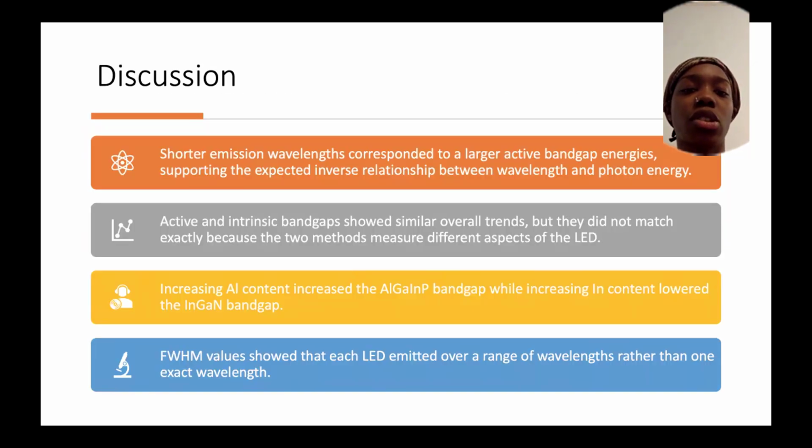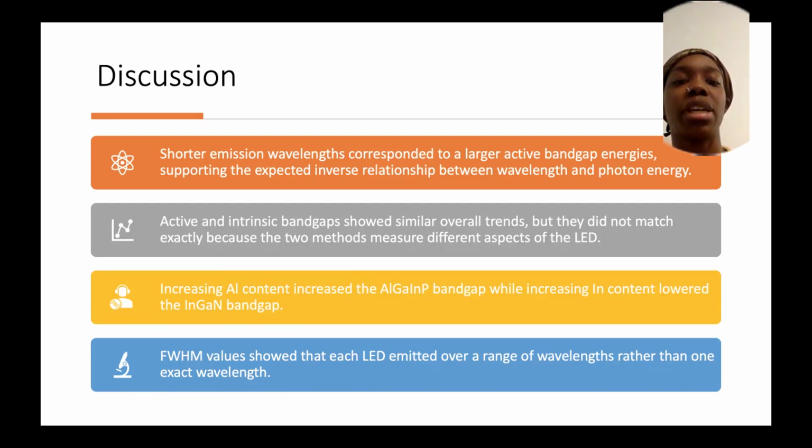So overall, the results supported the first hypothesis. As emission wavelengths decreased, the active band gap energy increased, and this is most clearly shown in the optical data, where the blue LED had the shortest wavelength and the largest active band gap, while the red LED had the longest wavelength and the smallest active band gap. The second hypothesis was also supported because the voltage-temperature data produced a linear relationship that was used to calculate the intrinsic band gaps.